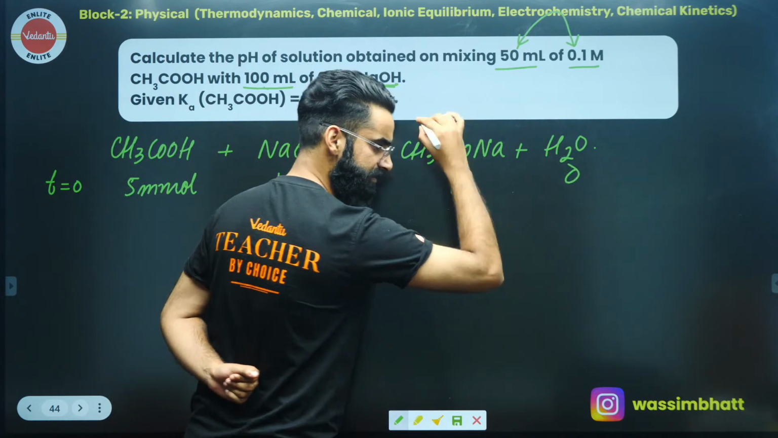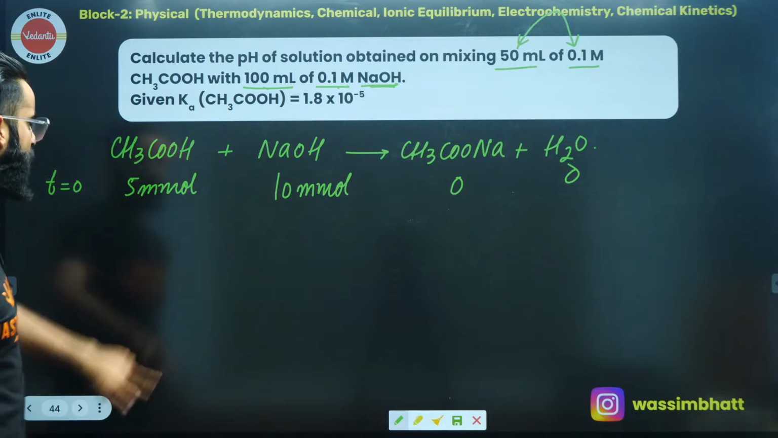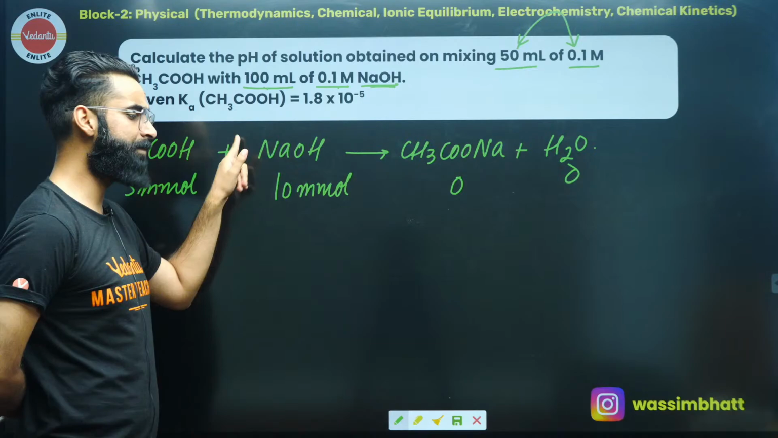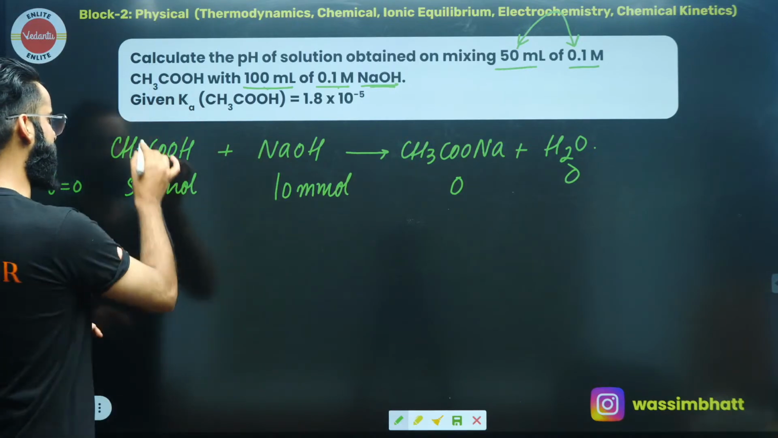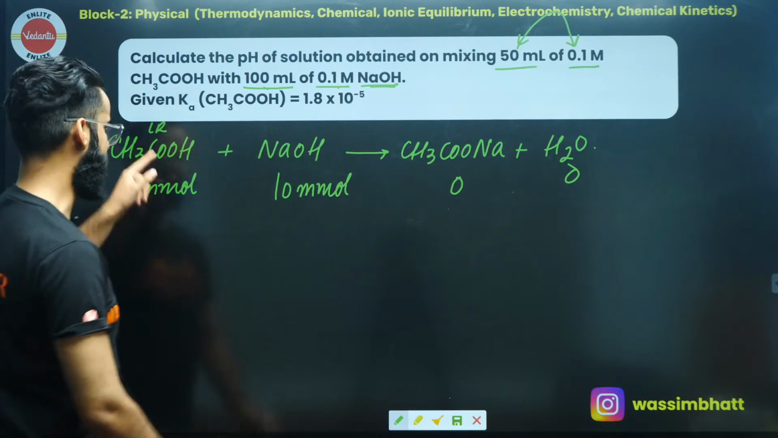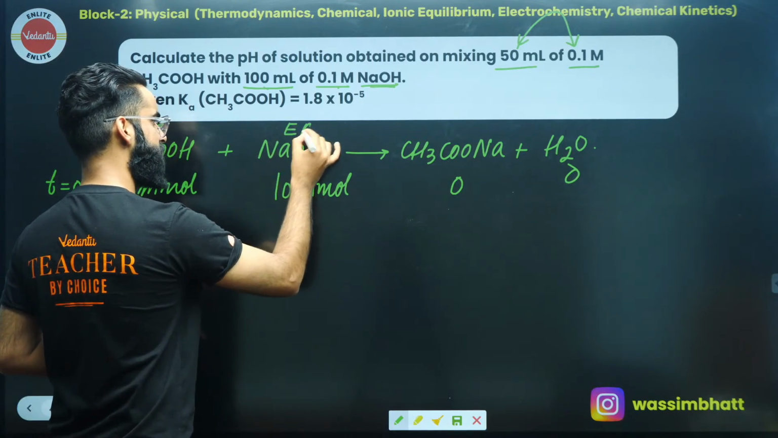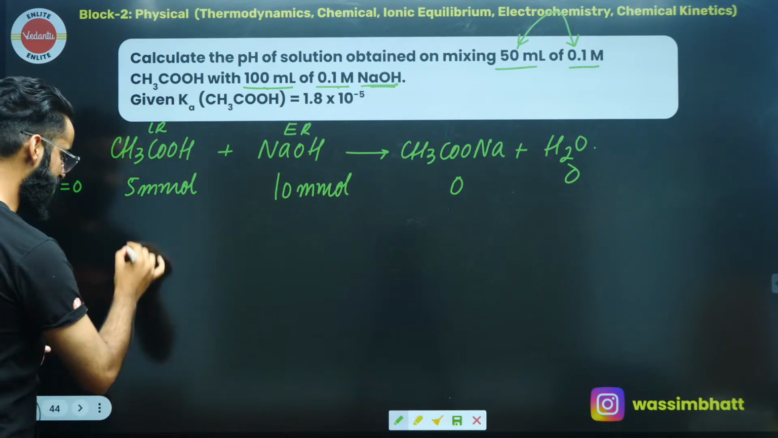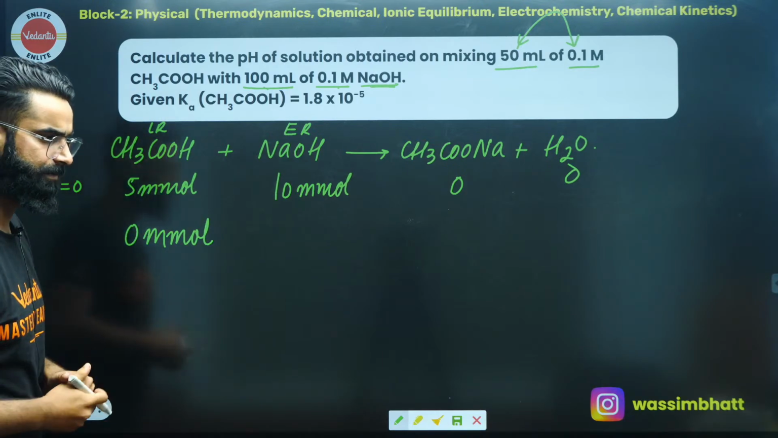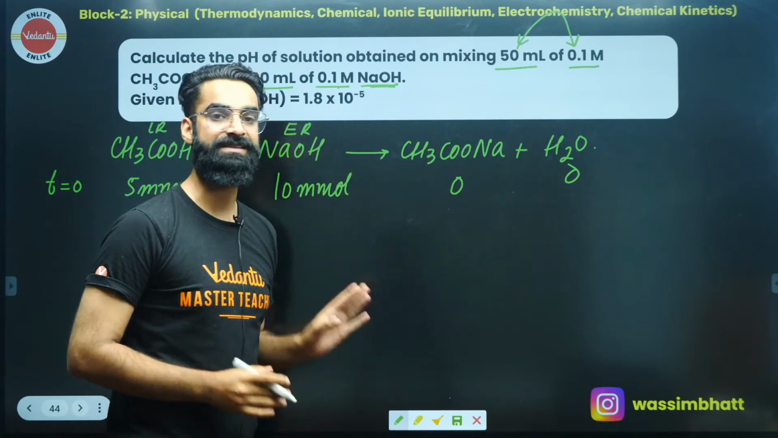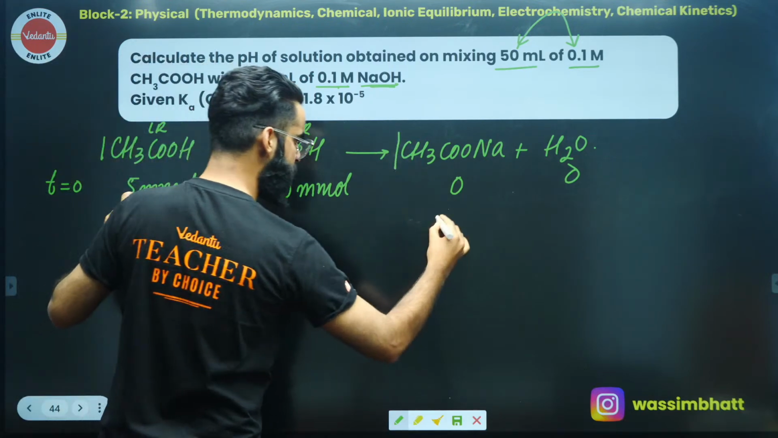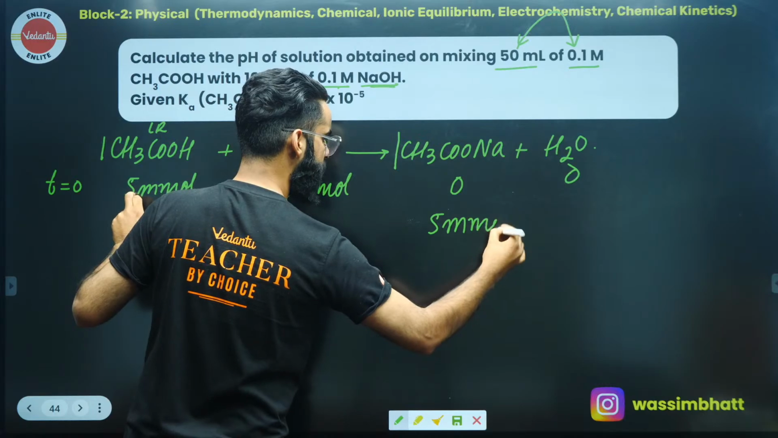Now if I ask you which one is the limiting reagent among the two? Check it out. 5 divided by 1 is 5. 10 by 1 is 10. So this is having the lesser value, so this one is the limiting reagent. If this is the limiting reagent, that means NaOH is the excess reagent. There will be 0 millimoles of CH3COOH left in the container at the end of the reaction. Now your entire product is decided by the limiting reagent. I can say 1 mole gives 1 mole. So from 5 millimoles, you'll be getting 5 millimoles of this salt.